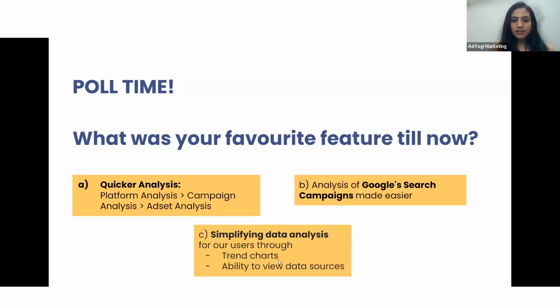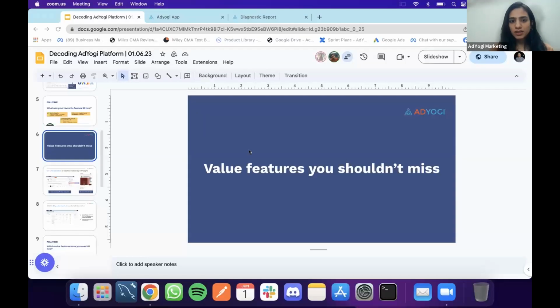First is quicker analysis, that is actionability plus comparability, the way we have linked performance analysis, platform analysis, campaign analysis, and ad set analysis pages. Second is analysis of Google search terms, made easier by the linking of keyword analysis pages and the search term analysis pages. And third is simplifying data analysis for our users through trend charts and through mentioning the data sources. So just like know your sources, you can know where your data is coming from on the Adyogi platform.